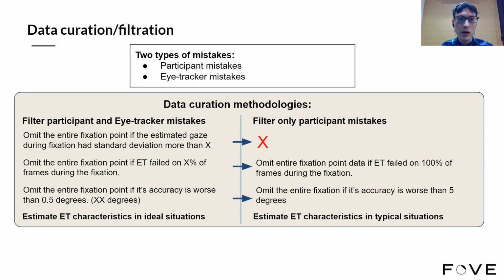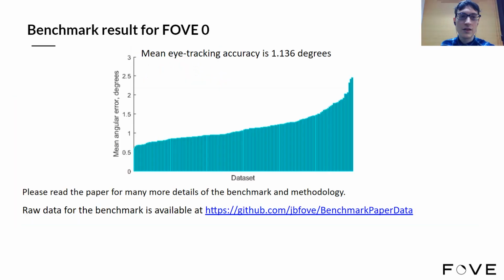For example, we filter out a fixation point only if there is not even one frame of successful eye tracking output. And we filter out a fixation point only if the angular distance to the ground truth is way too big, even for the frames where the eye tracker has failed image processing. In our paper, we also discuss how to pick the appropriate coefficient XX in order to filter out participant mistakes and minimize the filtering of eye tracker mistakes.